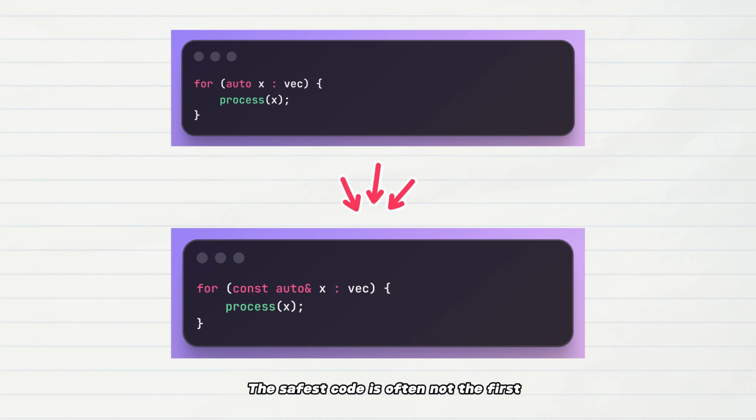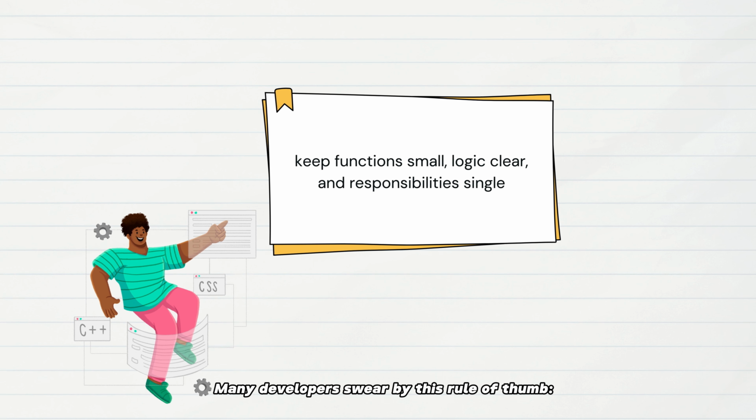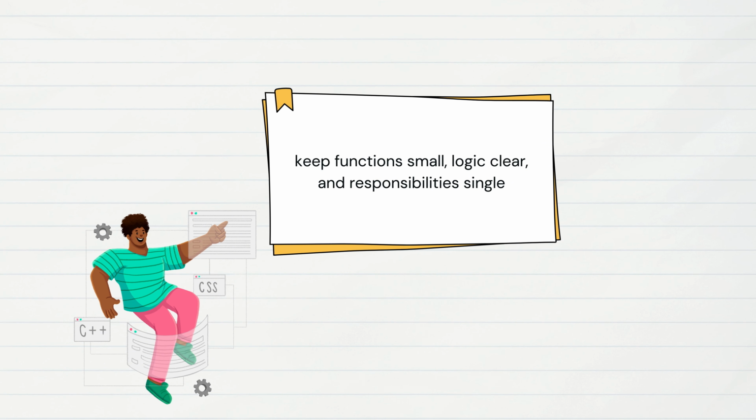The safest code is often not the first line that comes naturally to mind. Many developers swear by this rule of thumb: keep functions small, logic clear, and responsibilities single. From an engineering management perspective, this is totally valid. It facilitates maintenance, testing, and collaborative work among teams.